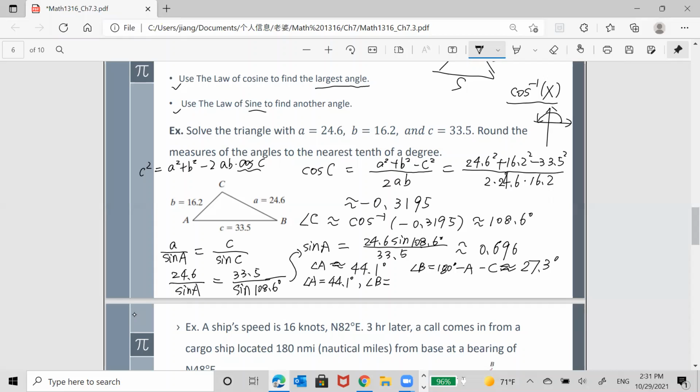So angle B equals 27.3 degrees, angle C is about 108.6 degrees, and angle A is 44.1 degrees. The sides are A equals 24.6, B equals 16.2, C equals 33.5. We solved the triangle. So here is the summary.